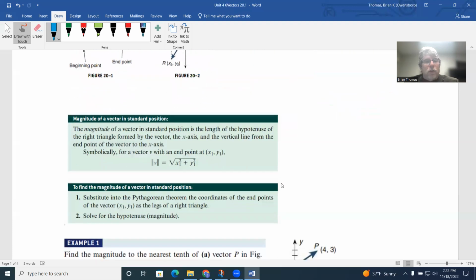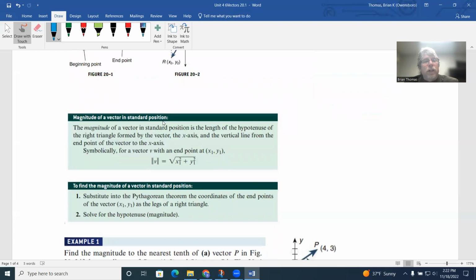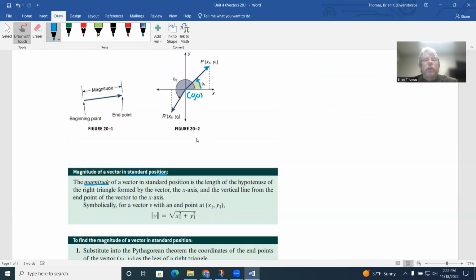To determine the magnitude of a vector in standard position, when we say standard position, we're talking about putting the vector actually on a graph. The magnitude of a vector in standard position is going to be the length of the hypotenuse of the right triangle formed by the vector, the x-axis, and the vertical line from the endpoint of the vector to the x-axis. If I look up here, let me get rid of this 0, 0. To find the length of the vector, which is the magnitude.